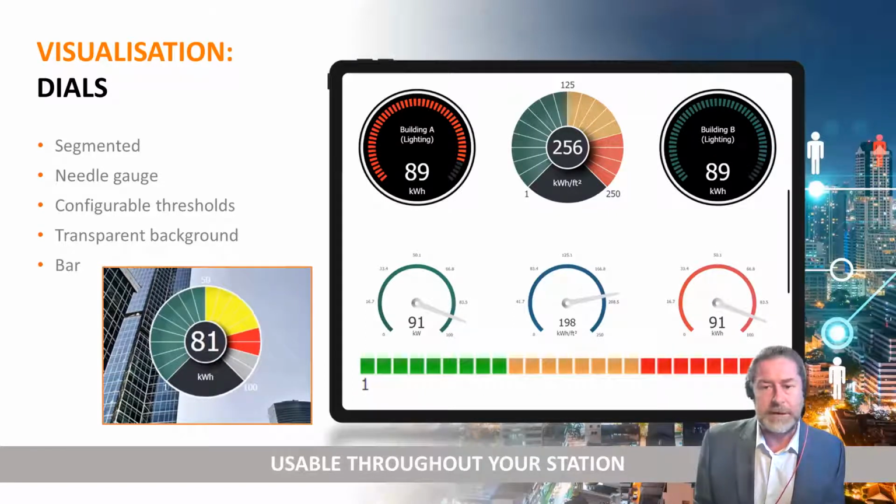And it's a reasonably good way to bring an operator's attention to their energy use, i.e. green being good, amber being watch out, and red being better to start turning things off. And these are all freely available, and again can be used throughout the station wherever you see fit.